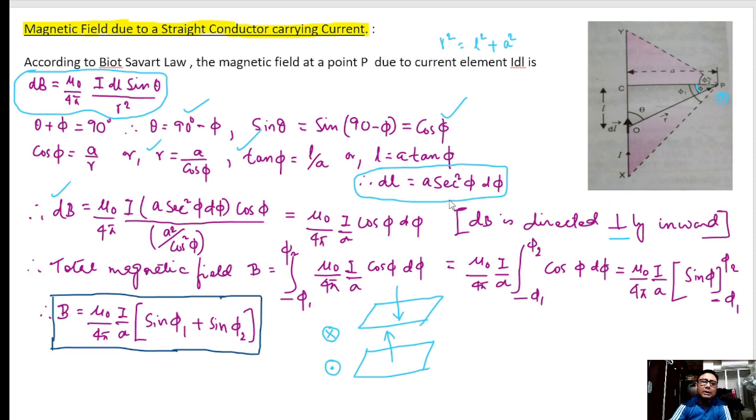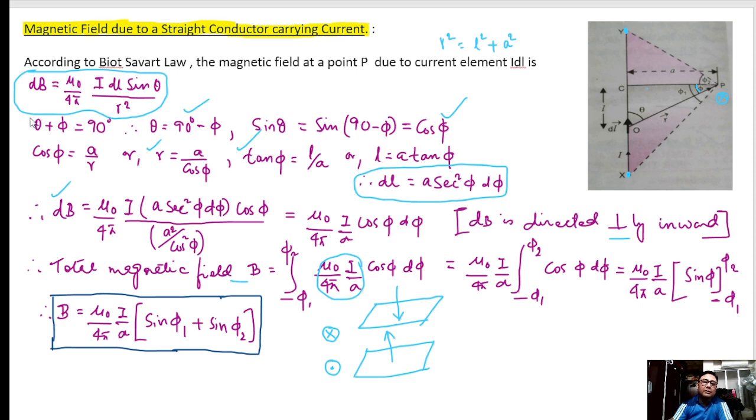Now this was due to the length dl. So the magnetic field due to the whole wire will be, see, the angle from this extreme end to this extreme end changes from minus phi 1 to phi 2, because it is below the line, so it is minus phi 1. These parts are constant, they will go out. Integration of cos phi is sin phi, between phi 2 and minus phi 1. So putting it, we get this formula.